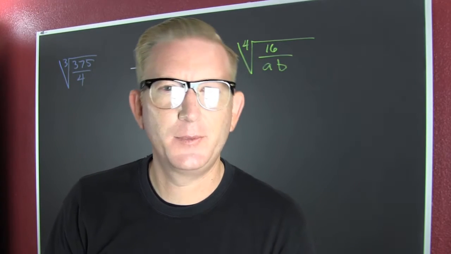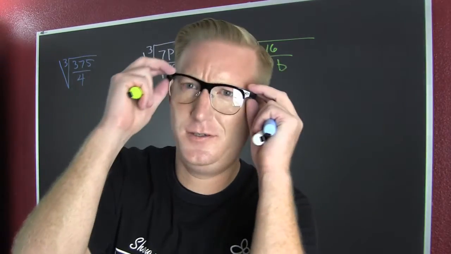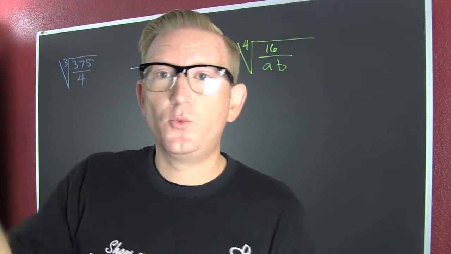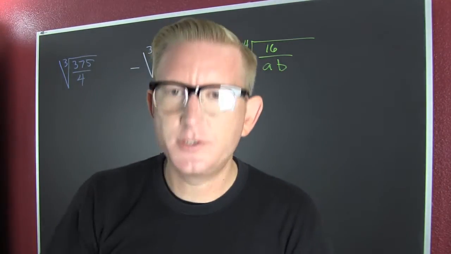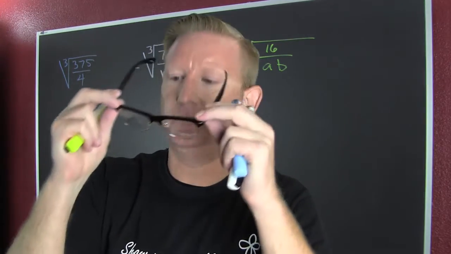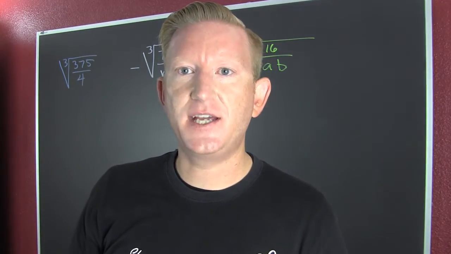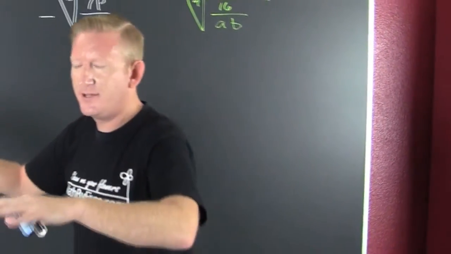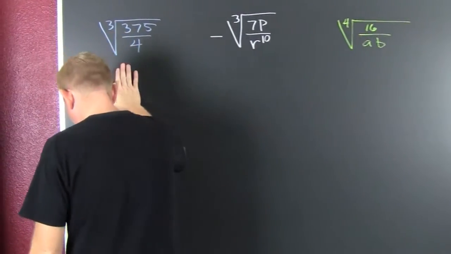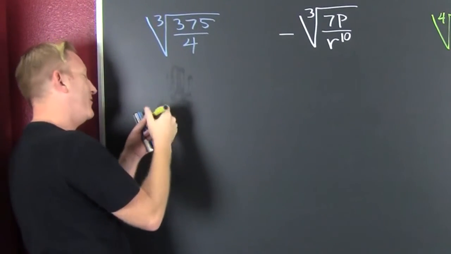What are we doing? We're rationalizing roots with higher order indexes. I hope I can find my way to the first example. Yeah, this guy. All right, what am I doing?